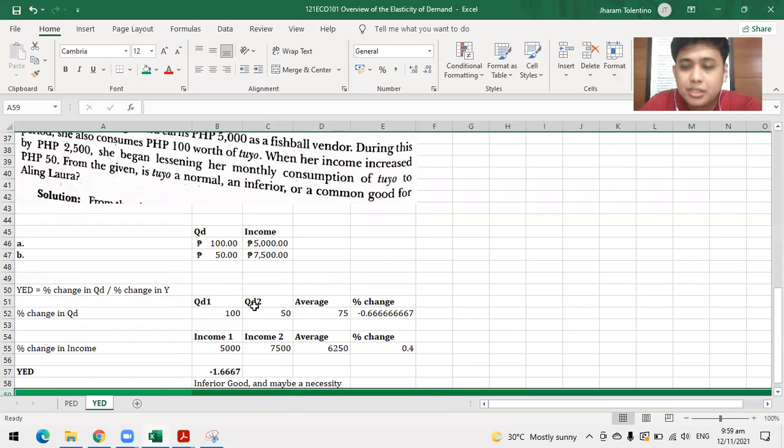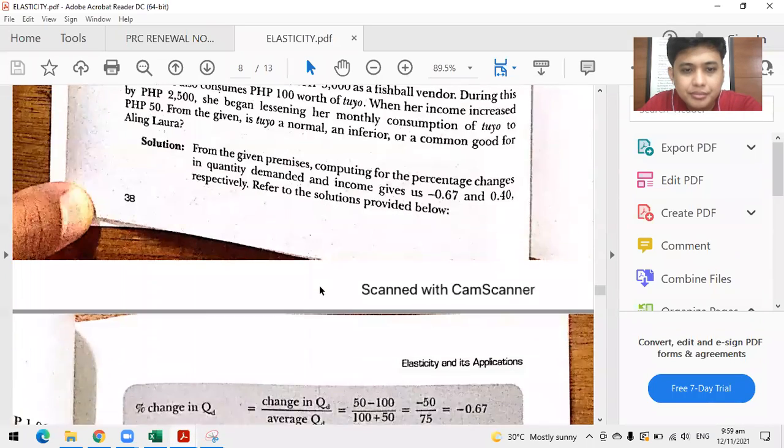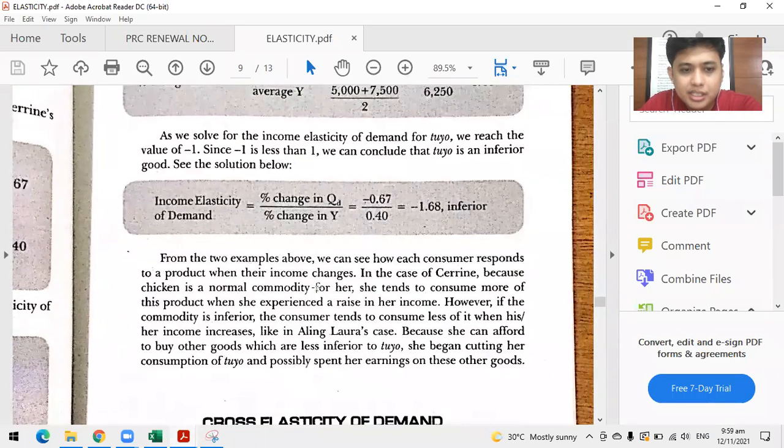for the reason na nakasanayan na. So, ibig sabihin, ganun din naman kayo siguro, no? Pag na-doble naman na yung income, baka mag-level up na yung tuyo into tinapa, o kaya galunggong, diba? Or even bangus. So, pag may chances, magpapalit tayo. Okay? So in this case, tuyo is an inferior good. Okay?